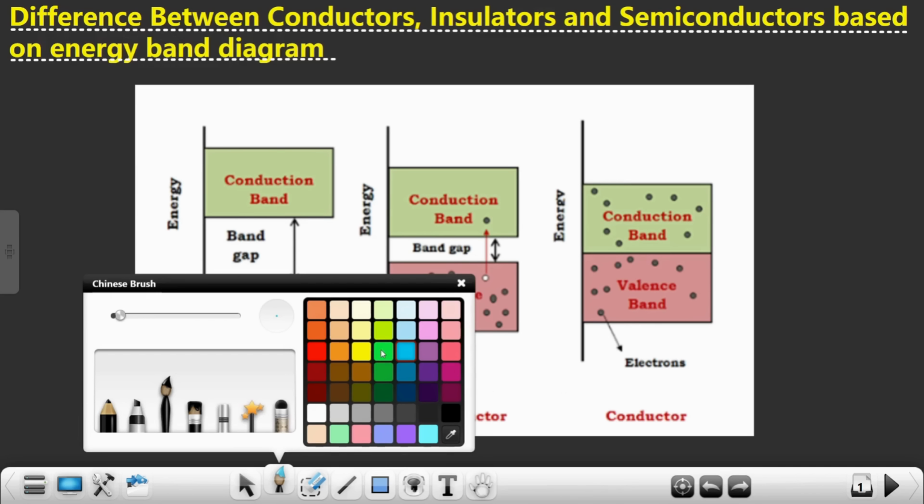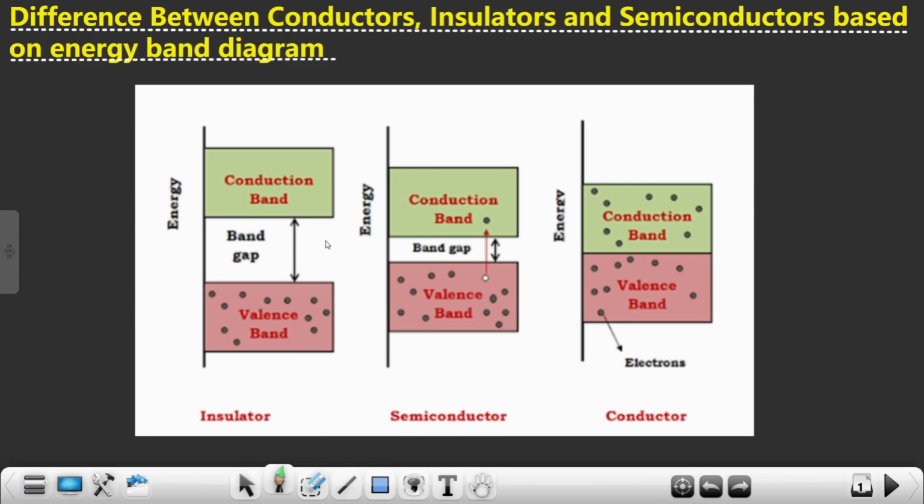If you remember, I had mentioned in my previous session that this gap is also known as forbidden energy gap, which is represented as Eg. So Eg is quite high for insulator, as compared to insulator it is quite low in case of semiconductor, and in case of conductor it is negligible, right?